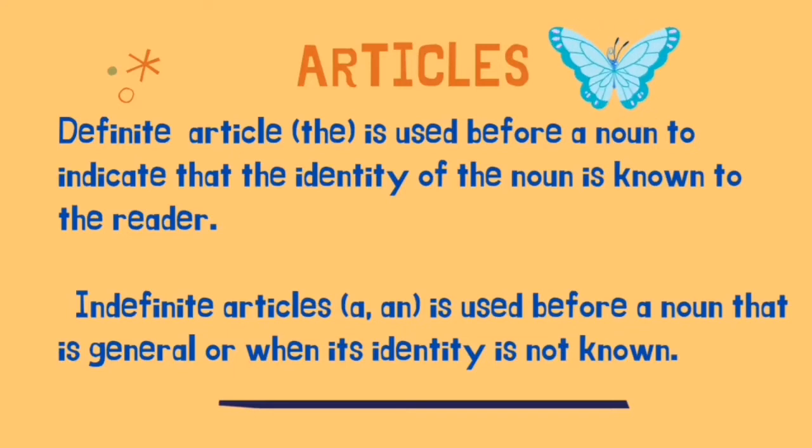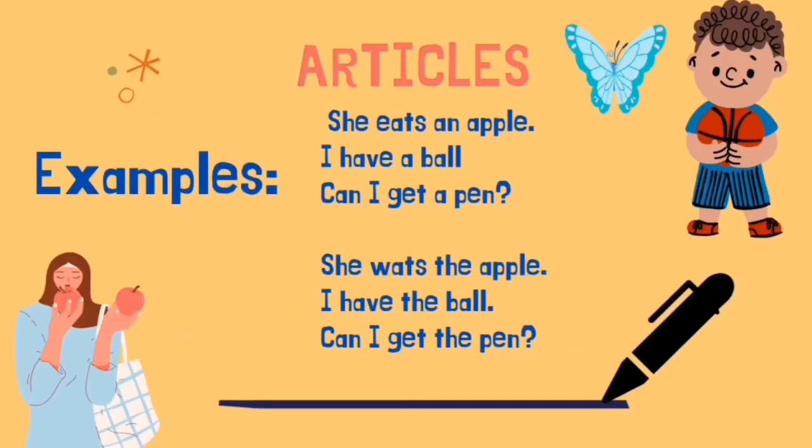Okay, for example, she eats an apple, I have a ball, can I get a pen? Okay, so these a and an refer to any of the apples or any of the balls or any of the pens. Okay, but when we convert this a and an to the, we are being more specific. We want only that apple. For example, she wants the apple. She wants the apple which is there. It is not a general apple. In the same way, I have the ball.